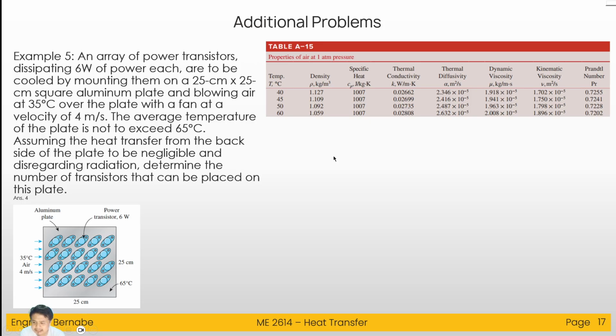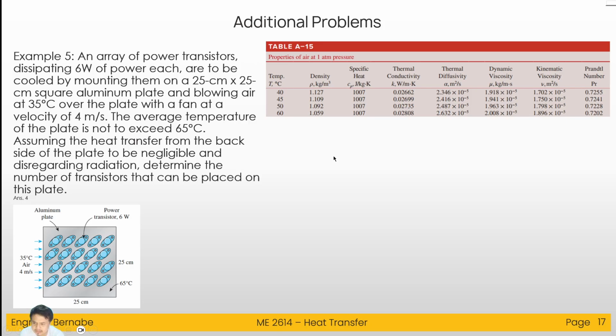So in here, we want to design how many transistors can be placed on the plate if it is not to exceed 65 degrees Celsius. I mean, it is dissipating 6 watts of power and it should not exceed 65 degrees. So how many transistors can be placed here? In this condition, you have 35 degrees Celsius at 4 meters per second on this 25 by 25 aluminum plate.